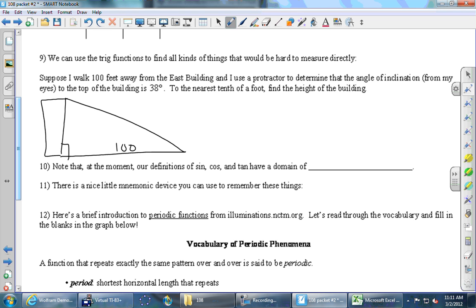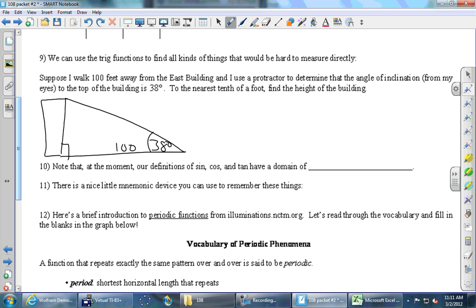And it says the angle of inclination is 38 degrees. You guys know where to put the 38? Seems like there's two choices, but only one of them is right. Yeah, it's from the perspective of the person who's making this observation. That person has the horizontal straight ahead and the top of the building is 38 degrees up, and that angle is exactly what we call the angle of inclination.